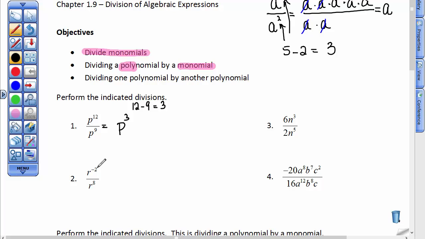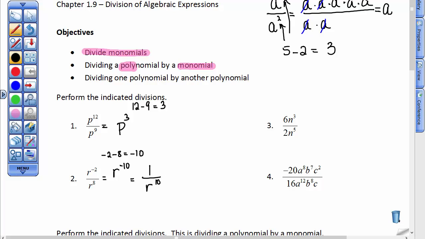Take this exponent and subtract that one: a negative 2, take away 8, is a negative 10. A lot of people want to add these two and get 6, but negative 2 take away 8 is a negative 10. So you would have r to the negative 10th upstairs. But remember, we don't like to report our answers with negative exponents, so we write this as the reciprocal, 1 over r to the 10th power.